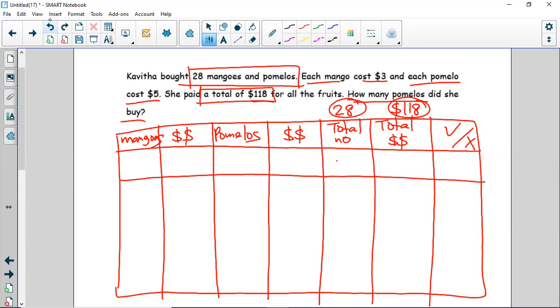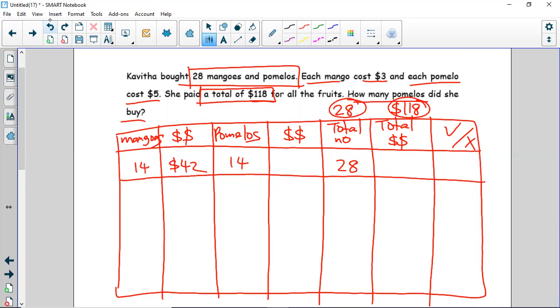So which means that you take 28 fruits and divide into half, you will get 14 mangoes and 14 pomelos. Okay, and then how much is 14 mangoes? So 14 times $3, that will be 42. If you are primary 5 or primary 6, then you can use a calculator to work it out, right?